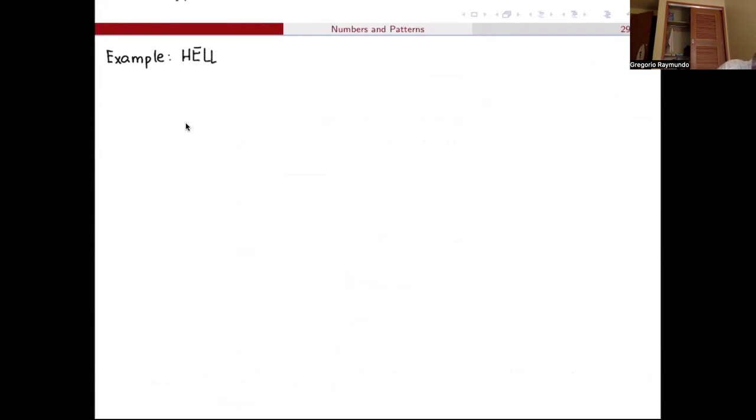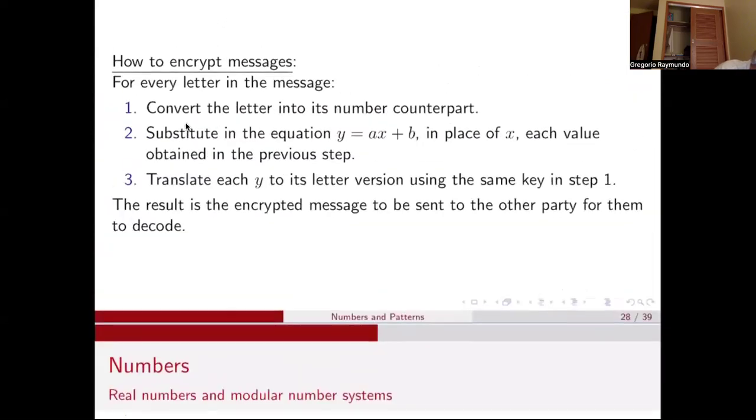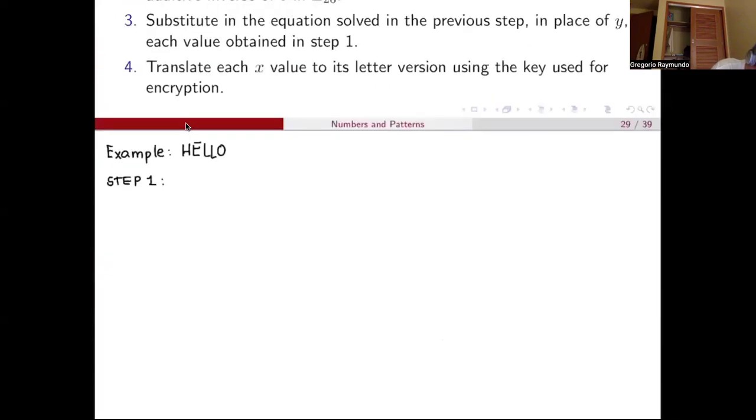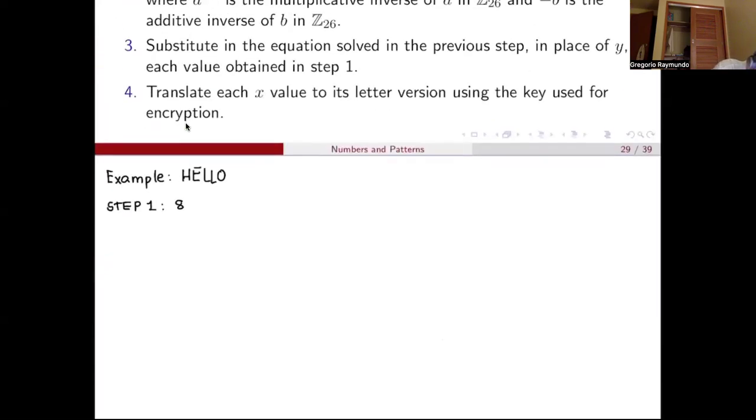Okay. Ano ang number counterpart niya? Number counterpart, so step one, hello is convert the letter into its number counterpart. Hello, 8, 5, 12, 12, 15. Tama, no? 15, OPQR. Tama. 15. Na okay.